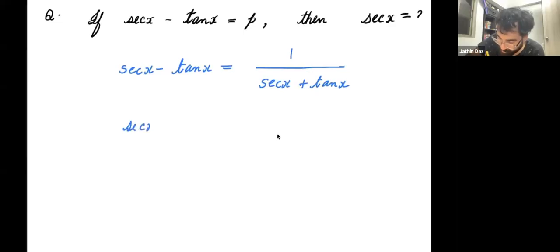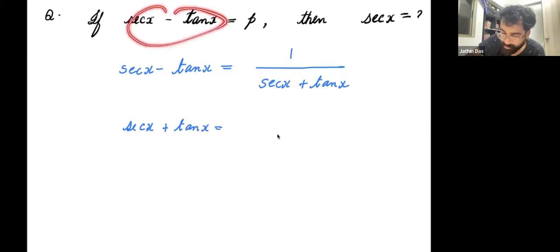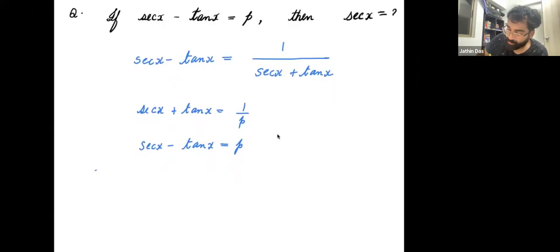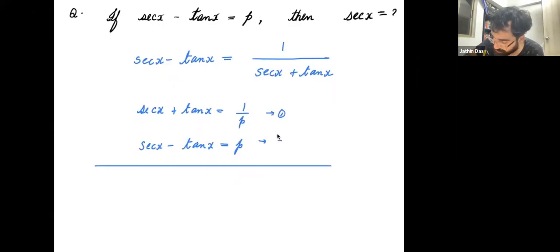So sec x plus tan x is basically the reciprocal of this. So I can write this is 1 by p and sec x minus tan x is p. Now just add the two equations. This is equation 1. This is equation 2. So you add it, and you'll get 2 sec x is equal to p plus 1 by p.